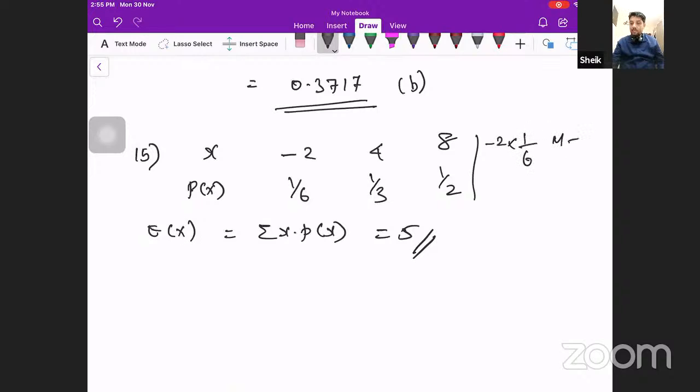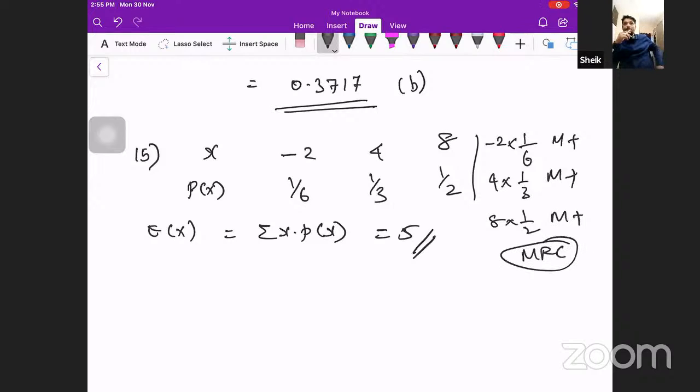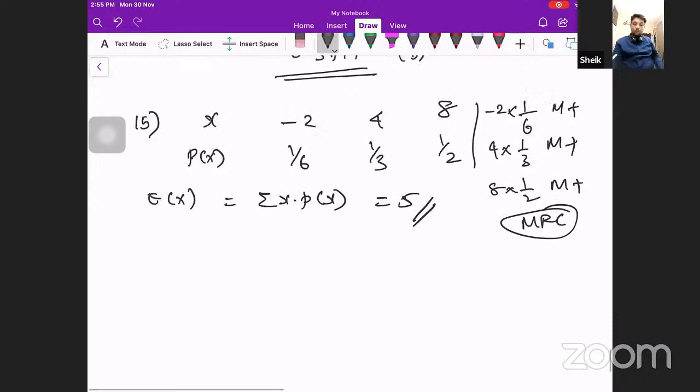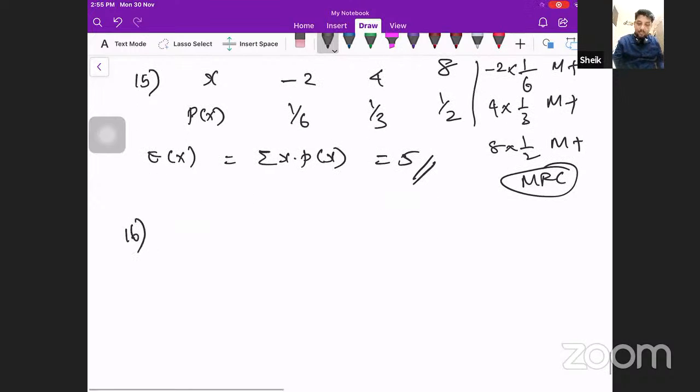-2 into 1 by 6m plus 4 into 1 by 3m plus calculator 8 into 1 by 2m plus MRC. This is what our answer is. Is it clear? So this is what we have to do. Fine. Sum number 16. What is sum number 16?